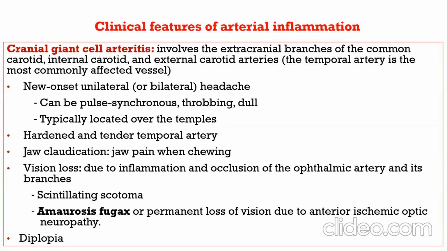Cranial giant cell arteritis involves the extracranial branches of the common carotid, internal carotid, and external carotid arteries. The temporal artery is the most commonly affected vessel. New-onset unilateral or bilateral headache can be pulsing, throbbing, or dull, typically located over the temples. Hardening and tender temporal artery, jaw claudication, jaw pain when chewing, and vision loss due to inflammation and occlusion of the ophthalmic artery and its branches. Also scotoma, amaurosis fugax, or permanent loss of vision due to anterior ischemic optic neuropathy, and diplopia.